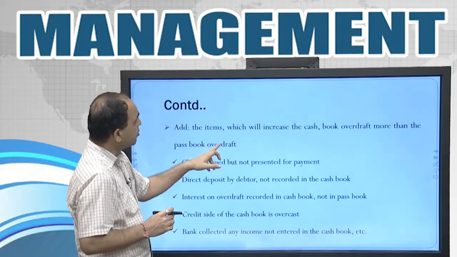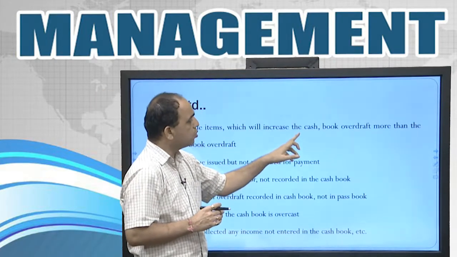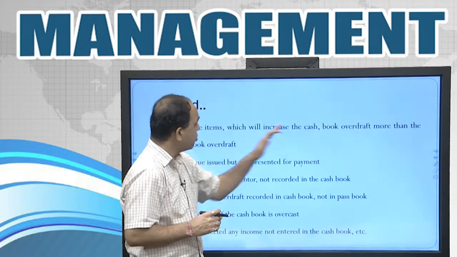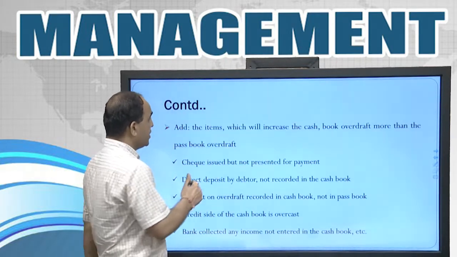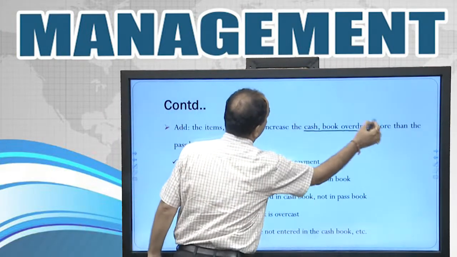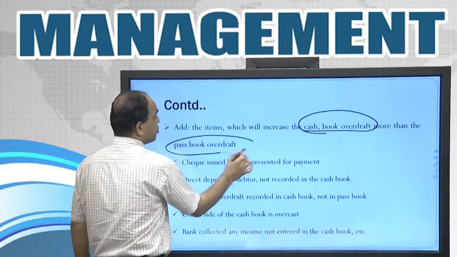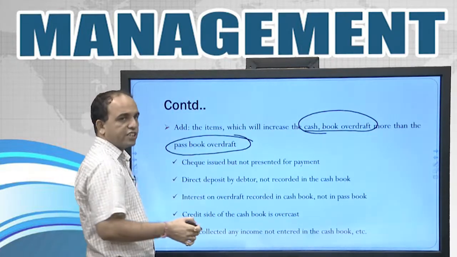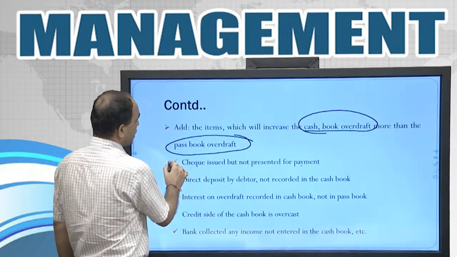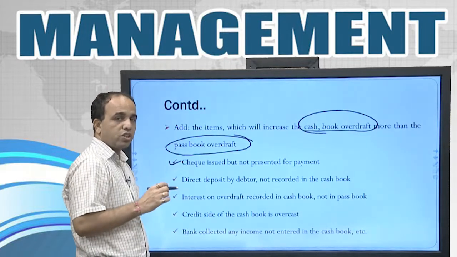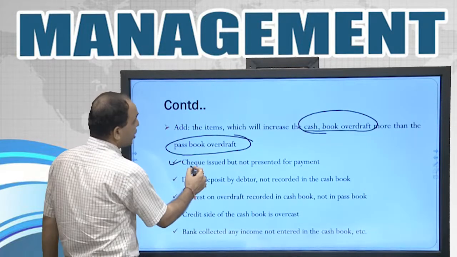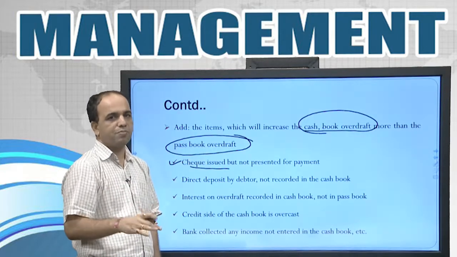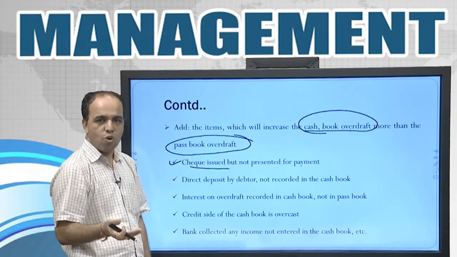The items which will increase the cash book overdraft more than the passbook overdraft. See, cash book overdraft more than passbook overdraft. So which are the items? Check issued but not presented for payment. So of course it will be added, because ultimately check issued but not presented will reduce our bank balance, means addition in the overdraft.